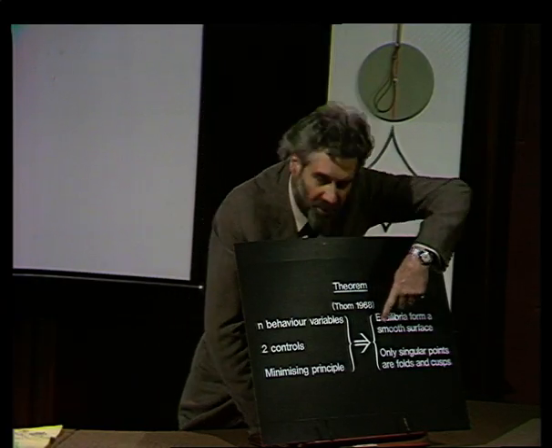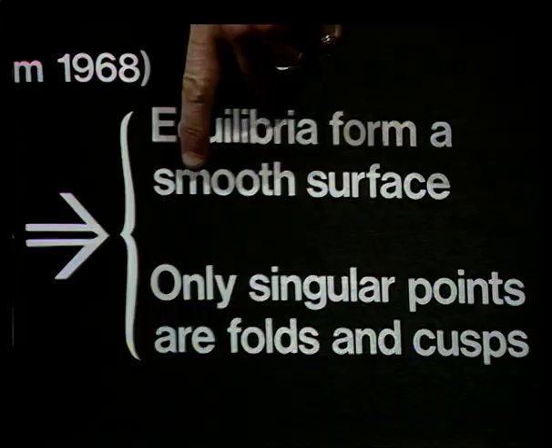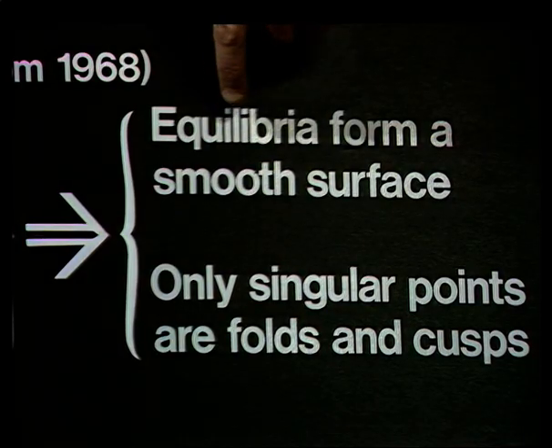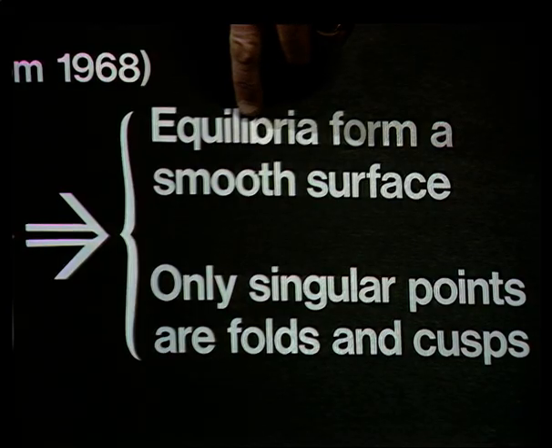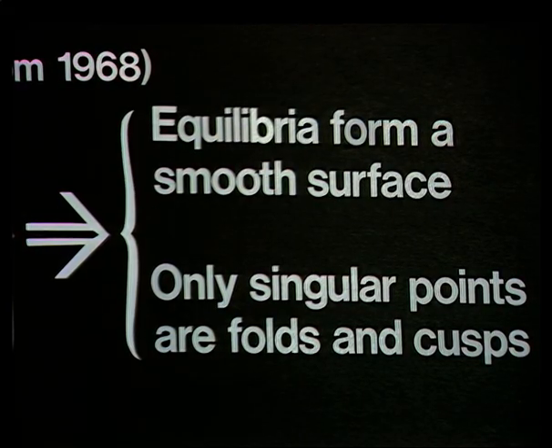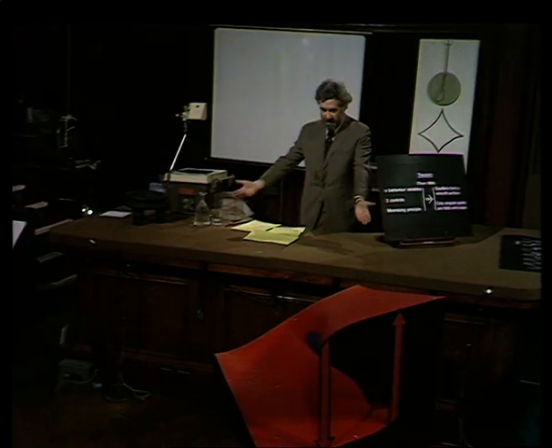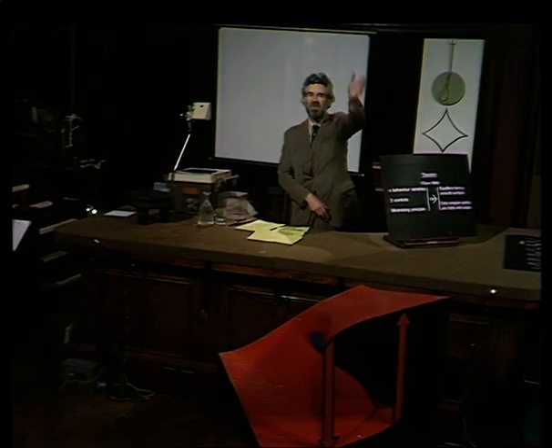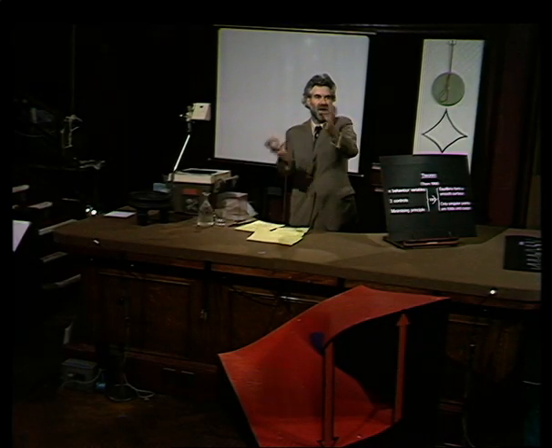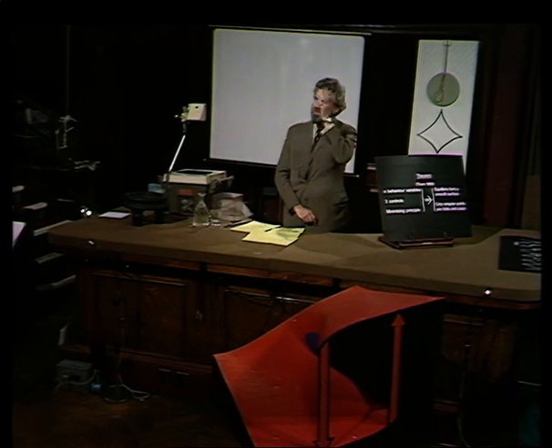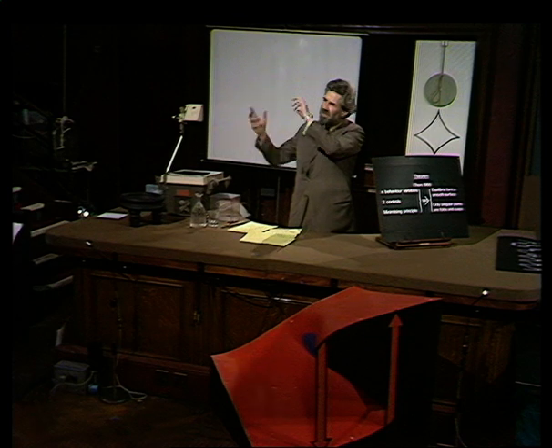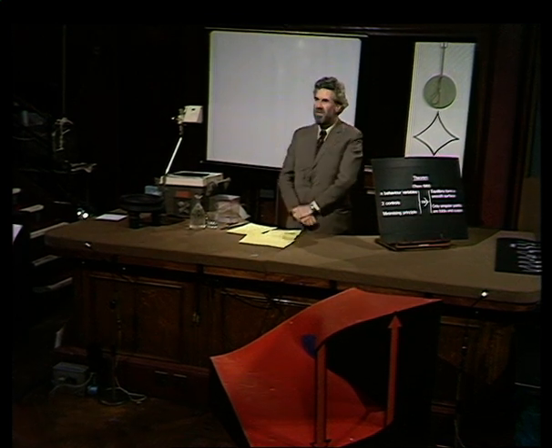Well, now, this is what we get out. This is the conclusion of the theorem. The first thing we get out is that the equilibria form a smooth surface. Now, already, this is very surprising, because supposing you have a two-dimensional control space up here and 1,000 dimensions of behavior up here, you're working in 1,000 plus two-dimensional space, and already the mind begins to boggle, especially as you've got all these equilibrium points up in 1,002 dimensions.